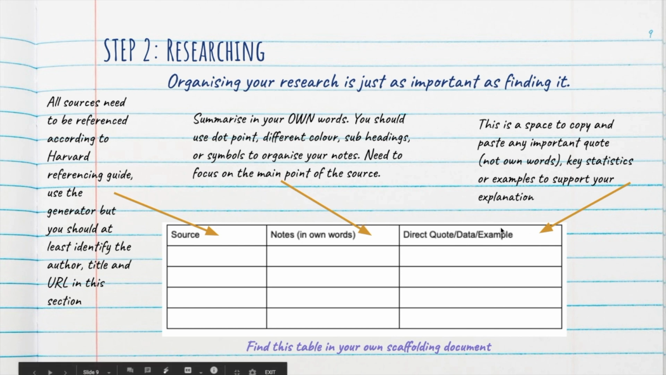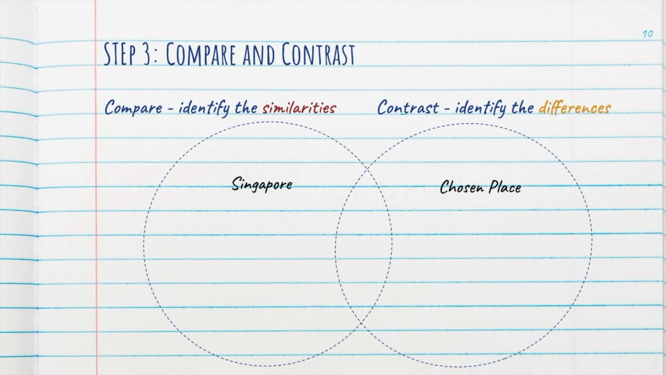The direct quote, data, and example space is a place where you can put in information that is not in your own words. This could be key statistics and examples that can be used to support your explanation. Remember that the overall aim of your research is to develop an infographic, so you're going to need data, examples, and quotes in order to support what you are saying. After you've completed your research on both of your cities' water management strategies, you then need to compare and contrast. Compare means to identify the similarities between the two cities, and contrast means to identify the differences.